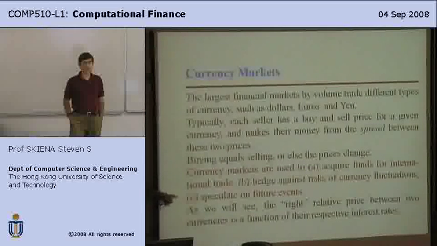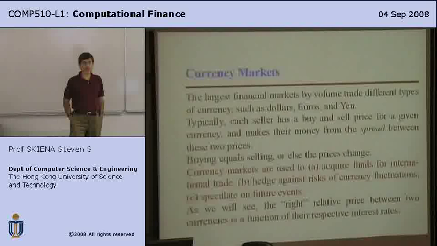And finally, I can speculate on future events. If I think that something bad is going to happen to the United States, and the United States is going to be less likely to pay its bills, and people are going to be less happy about taking U.S. dollars, I may want to have another currency. And to speculate on that, I can also use the currency markets for it. Any questions?